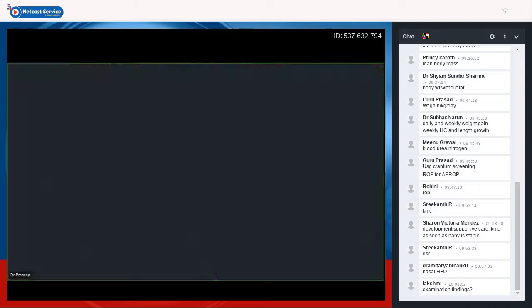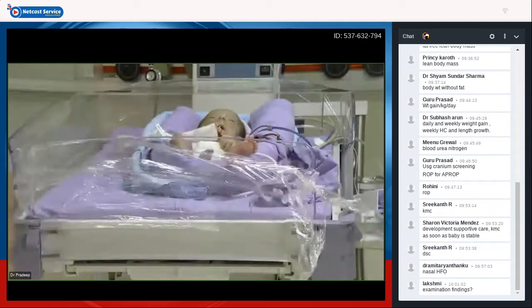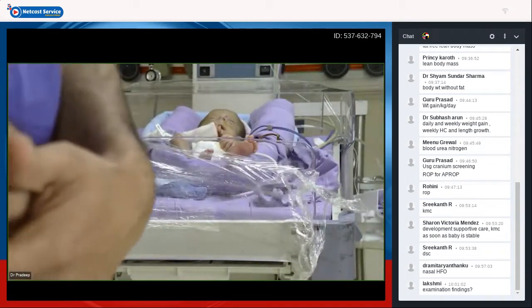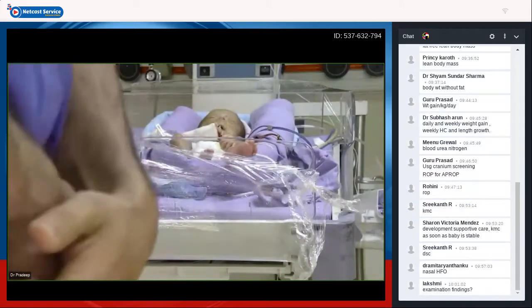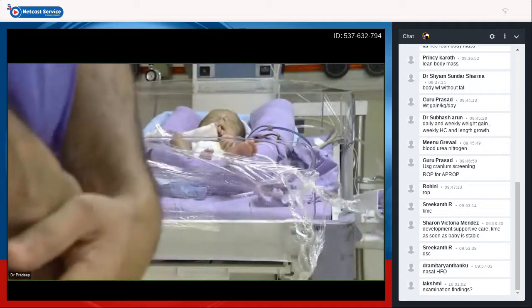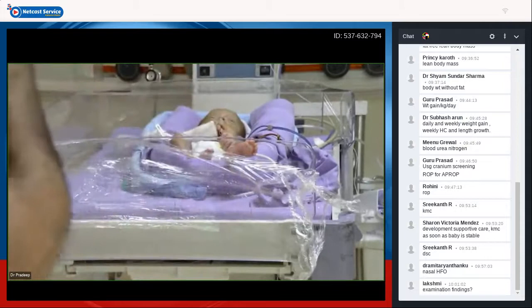We'll start with the fortification, sir, with human milk fortifier or bovine milk fortifier. And we also add the multivitamins to the baby. Which is better, human HMF or bovine HMF? Sir, as such, there is no evidence as of now. Okay, fine. Both fortifiers show similar efficacy. We don't have evidence to say which is better.